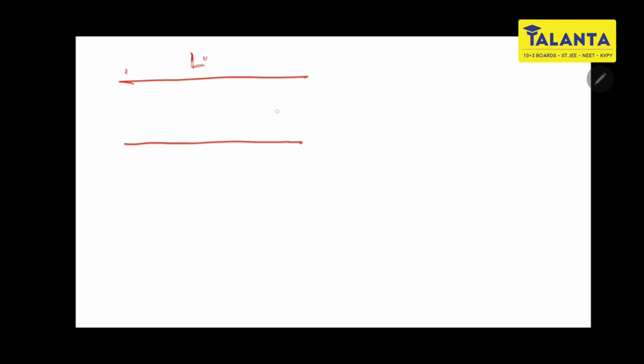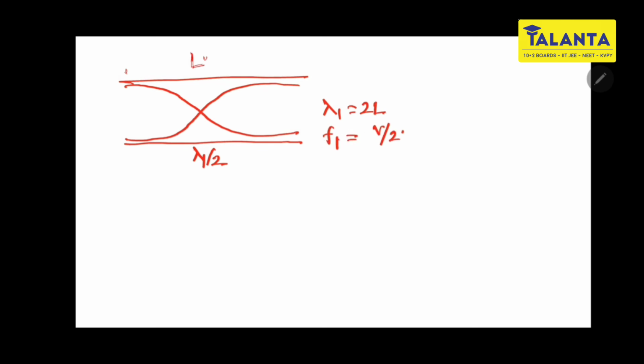At the open ends, open এন্ডে কিন্তু always থাকবে অ্যান্টিনোডস. Here this is lambda by 2 or lambda 1 by 2. That means lambda 1 equals 2L. So frequency F1 equals V by 2L. This is the fundamental frequency in case of open organ pipe.